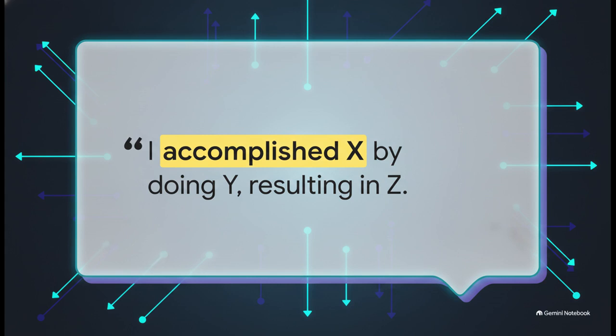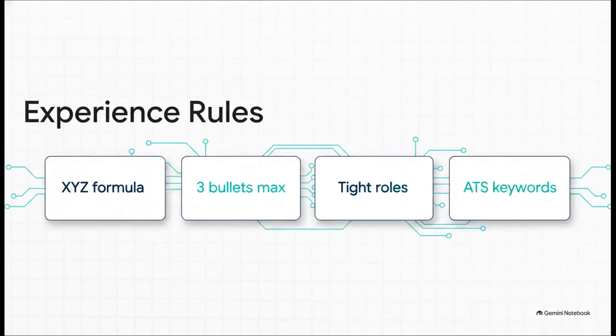For example, instead of just saying, manage the sales team, you tell the AI to write, scaled revenue by 20% by implementing a new CRM process, resulting in $1 million of new pipeline. See the difference? It completely changes how your history is perceived. By enforcing these specific constraints in your prompt, you ensure the AI makes your proof undeniable.